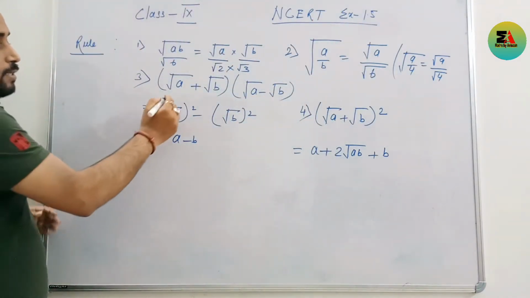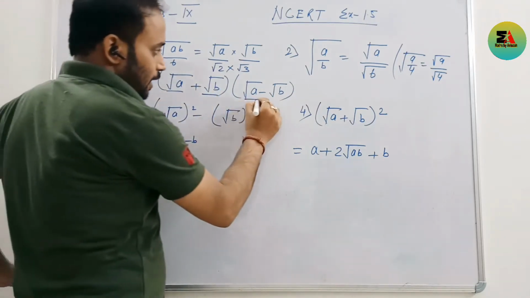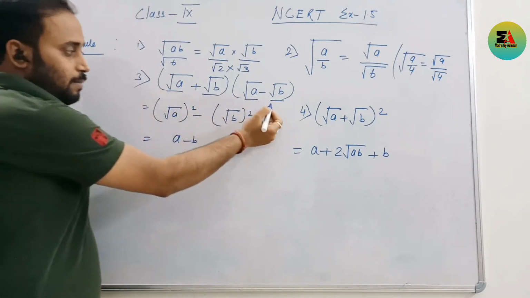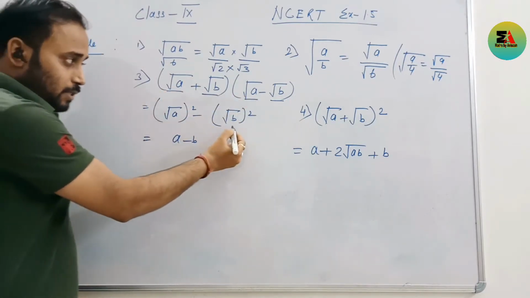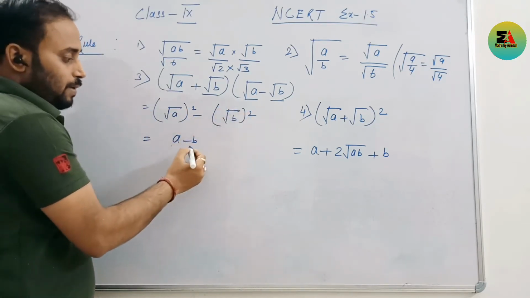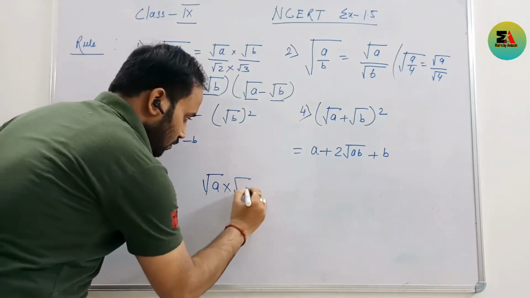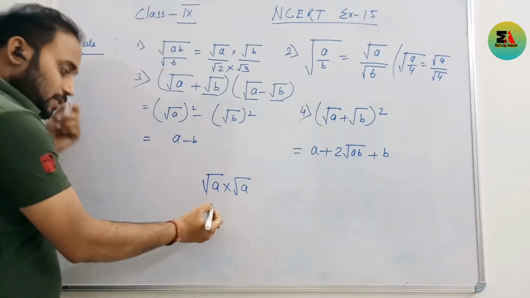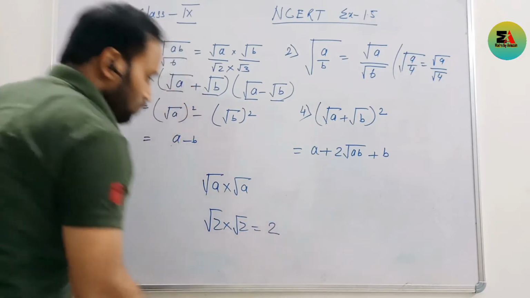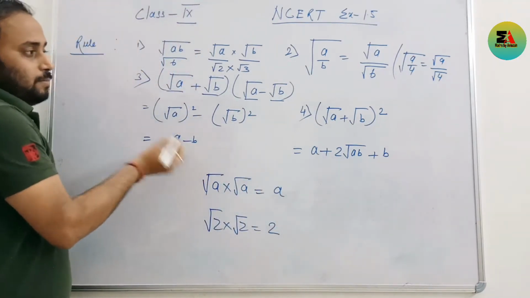Our third rule is root under A plus root under B times root under A minus root under B. So what we do, if you see, this is A plus B, A minus B. You write A square minus B square, and root A square becomes A and root B square becomes B. Why? Because we know that when the same root is multiplied by the same number, root 2 into root 2 becomes 2. Root A into root A becomes A. We write A minus B.